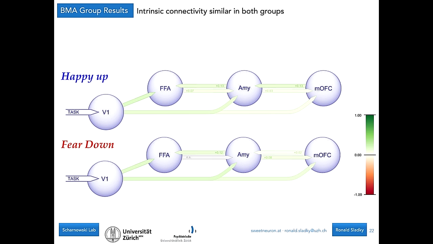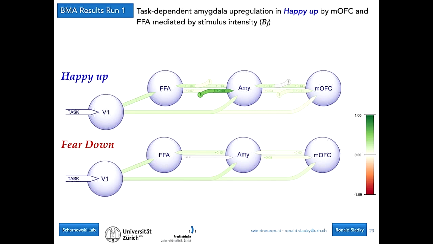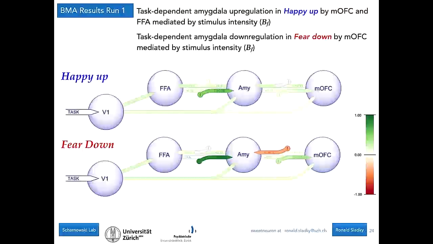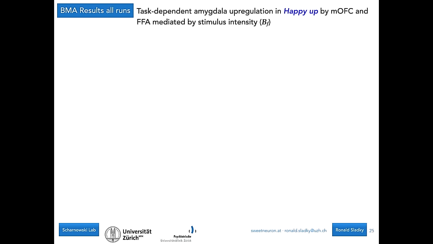And what we observed in the first run in the happy up group was this upregulation of the amygdala by FFA and orbitofrontal cortex, and an upregulation by FFA to amygdala in the fear down group, and a strong down activation by the orbitofrontal cortex. So this is actually something that you would expect from emotion regulation when people try to down-regulate their amygdala. This is something that we have found in previous studies already, also with social anxiety disorders, that it's missing there, for example.